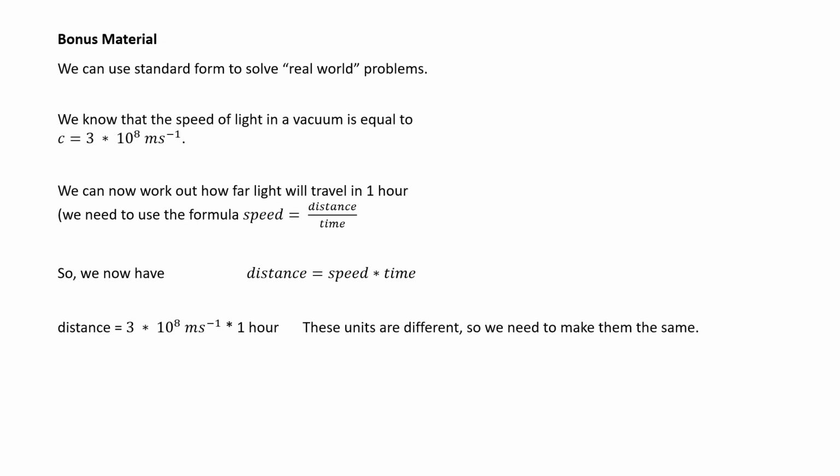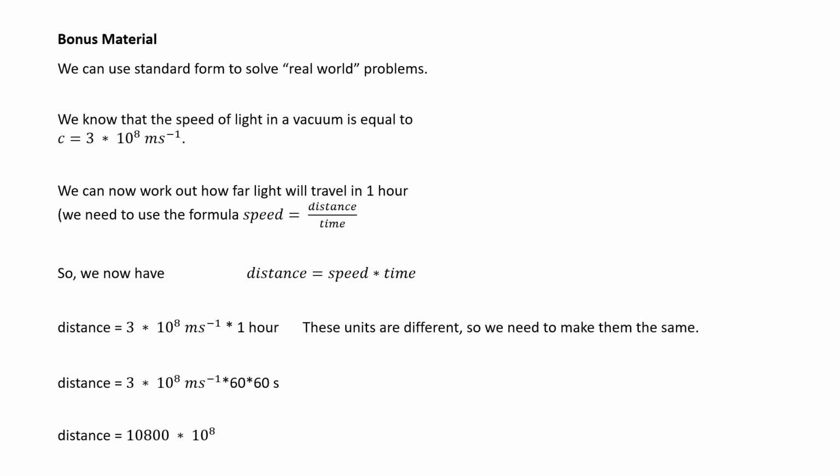Now, as I've said there, these units are different. So because they're different, that's why I write them into the question and my workings out. That is going to cause a difficulty. I need to make them the same units. They both need to be in terms of hours, or they both need to be in terms of seconds. Now, the easier option is to change 1 hour into seconds. So it's literally 3 times 10 to the power of 8 meters per second times 60 minutes, and each minute is 60 seconds.